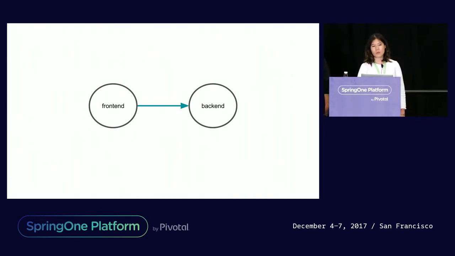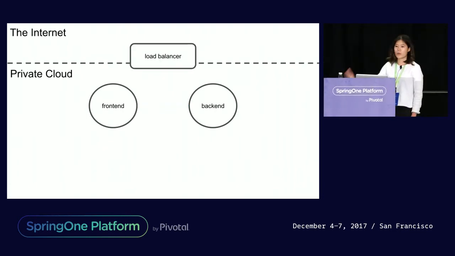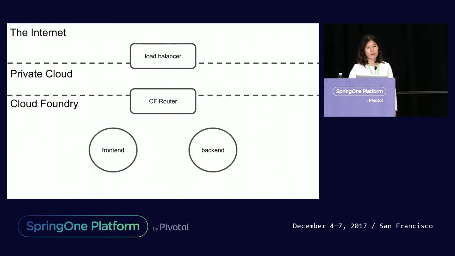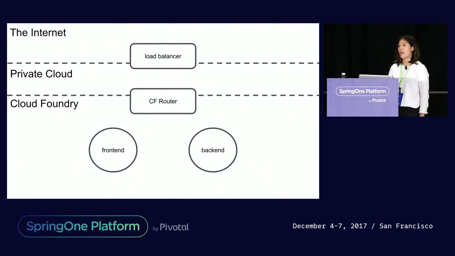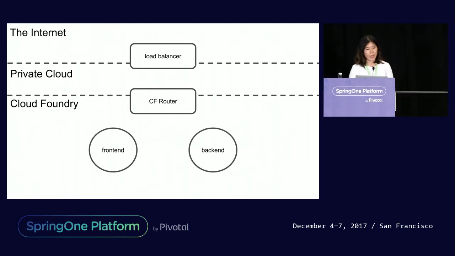So with Cloud Foundry, you have the internet, you have your private cloud, and you deploy CF somewhere inside of your private cloud, right? And inside of your Cloud Foundry installation, the front-end app and the back-end app live. So we have these two different microservices, and obviously you want your front end to talk to your back end. So how exactly in Cloud Foundry does that occur?